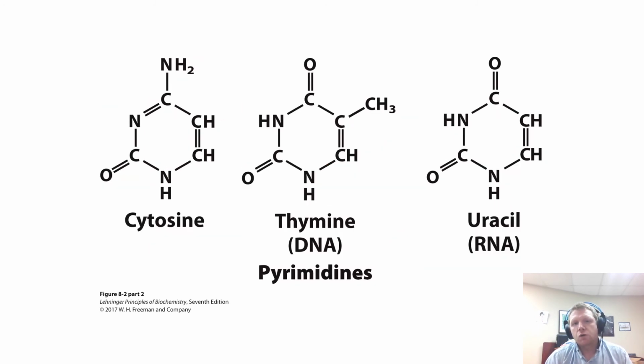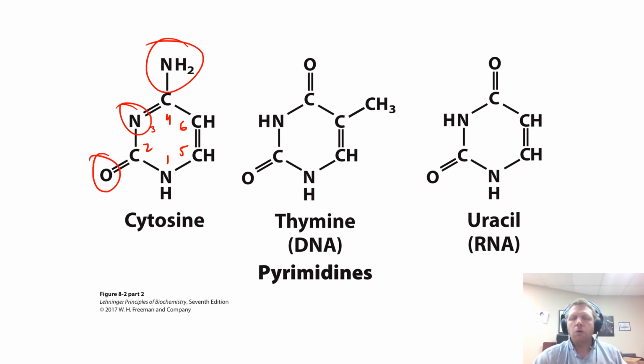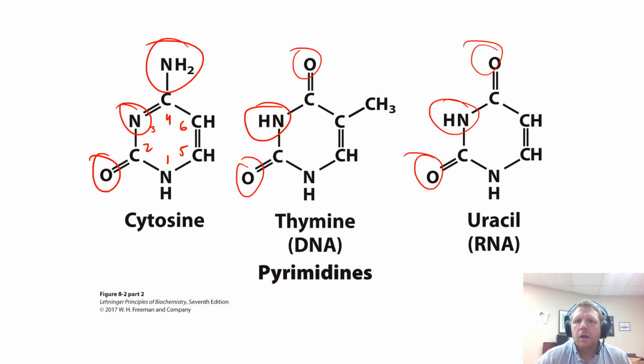Now, if we look at the structures of our pyrimidines, again with our number sequencing, 2, 3, 4, 5, and 6. Well, let's look at cytosine. Is this going to be good for hydrogen bonding? Yeah, not bad. This and this, those are all good candidates for forming a hydrogen bond. Thymine, on the other hand, not bad, not bad. And uracil is largely the same.